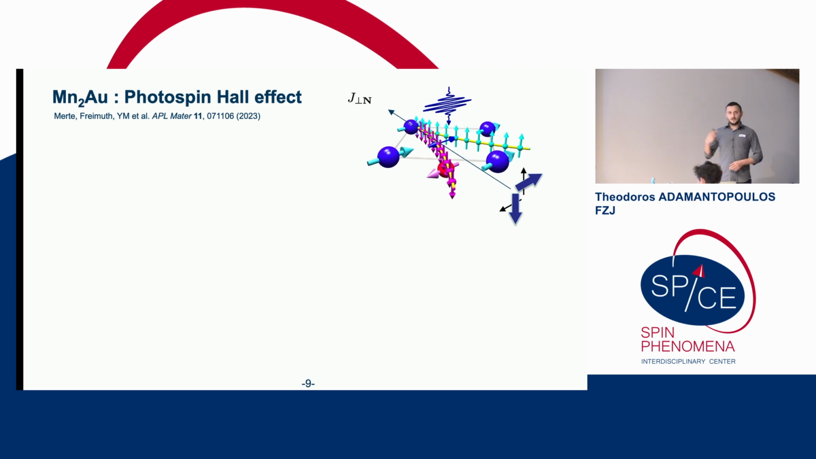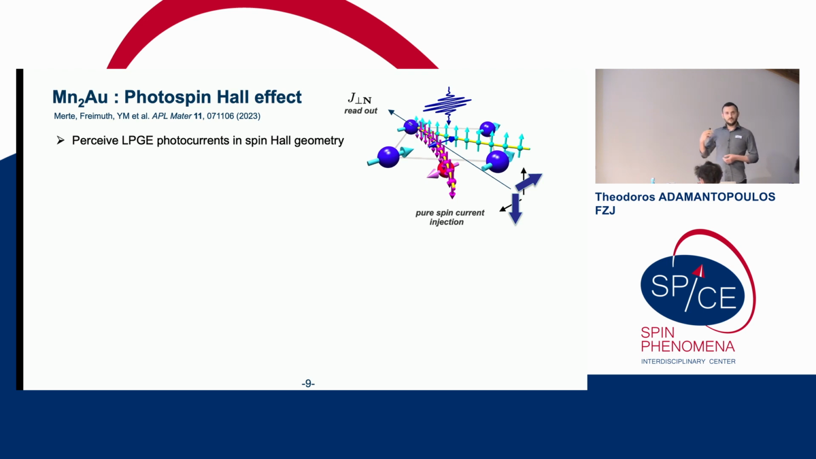One natural way to think of the photocurrents in manganese gold is through what we call the photospin Hall effect. This is an attempt to perceive the photocurrents which appear because of the linear photogalvanic effect in a spin Hall geometry. From the action of the laser, we have a flow of charged photocurrent perpendicular to the magnetization, which can act as a way to read out the magnetization direction. And at the same time, we have a pure spin current injection, either parallel to the Néel vector or out of the plane.